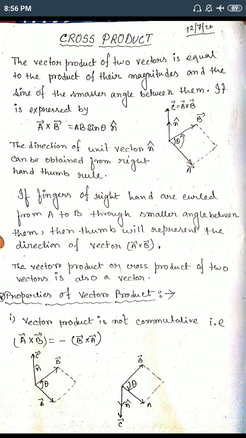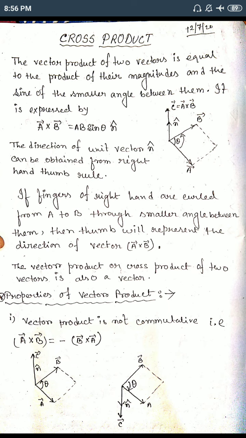That's why this quantity AB sin theta n hat is a vector quantity. That's why we use the cross product, or we can say that it is a vector product. So how can we write A cross B? That means A to B in this figure, if we move A to B using the right hand thumb rule.